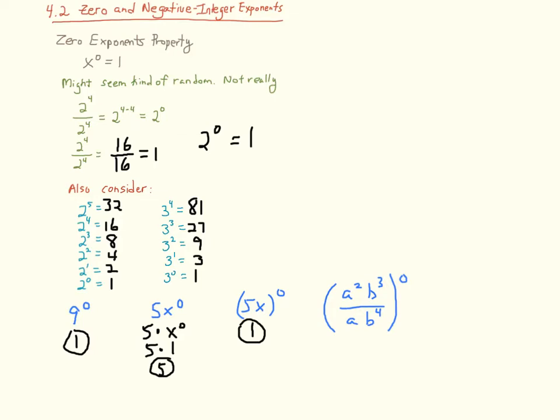Same thing in this next example. Even though I have all of this going on inside of the parentheses, since all of it is taken to the 0 power, that means that this expression taken to the 0 power has to equal 1.